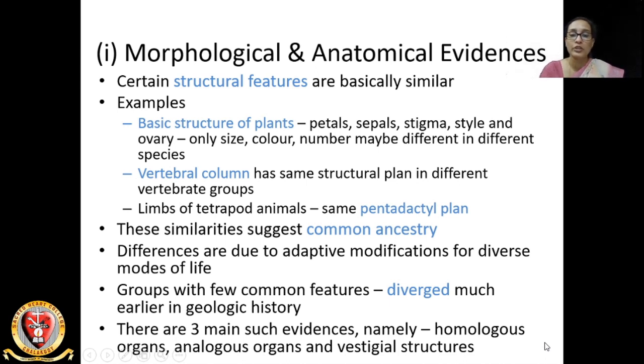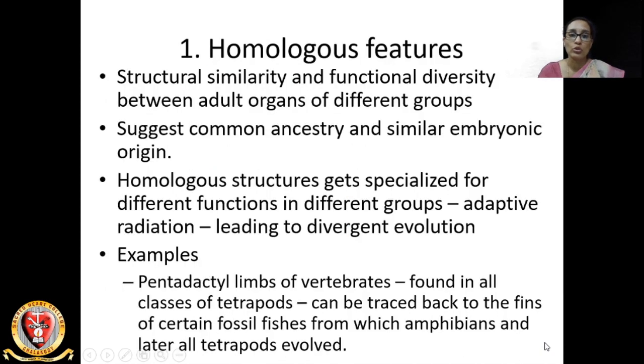Now, why are they different to look at? These differences may be due to adaptive modifications for the diverse modes of life that these organisms face. Certain organisms have more common features and certain have very few common features. Those which have very few common features would have diverged much earlier in geological history. Under the morphological and anatomical evidences, we can look at three main structures: the homologous organs, the analogous organs, and the vestigial organs.